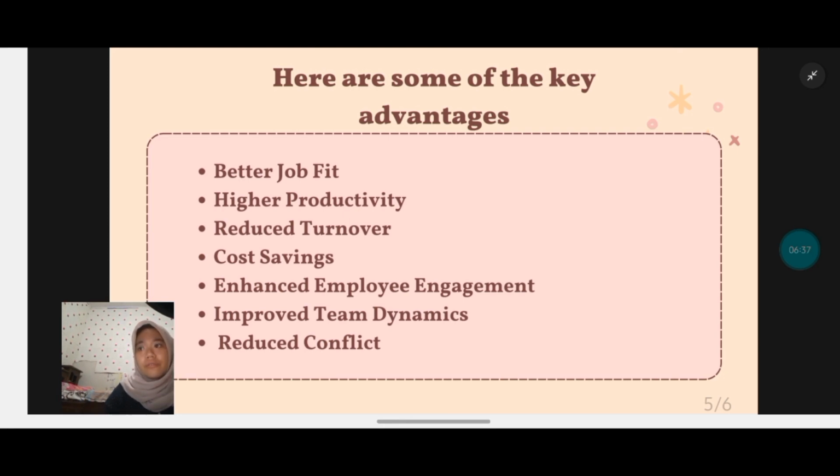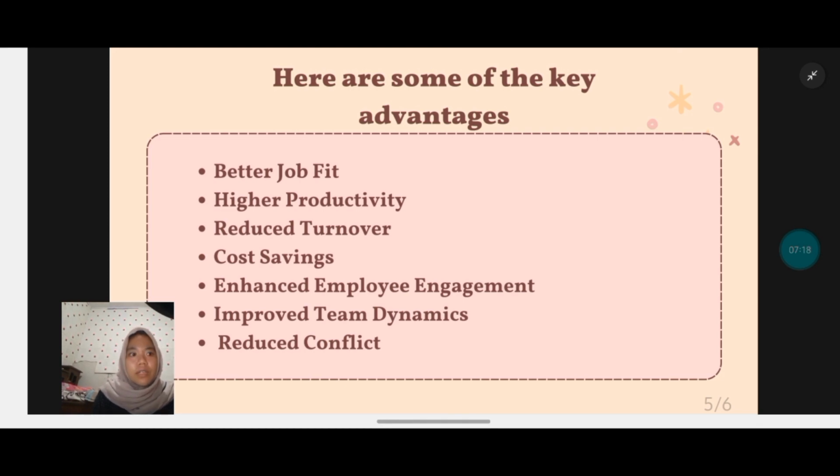Next, higher productivity. When employees are placed in positions that align with their skills and interests, they are more likely to perform their best, leading to enhanced productivity and efficiency. Number 3, reduced turnover. Effective selection and placement can help reduce turnover rates. When employees are in positions that suit their abilities and career goals, they are more likely to stay with the organization for the long term.